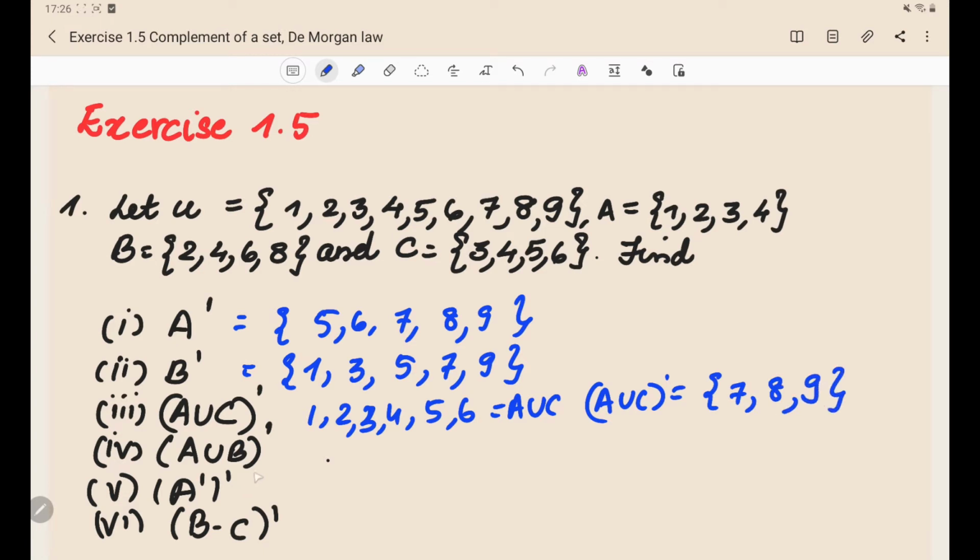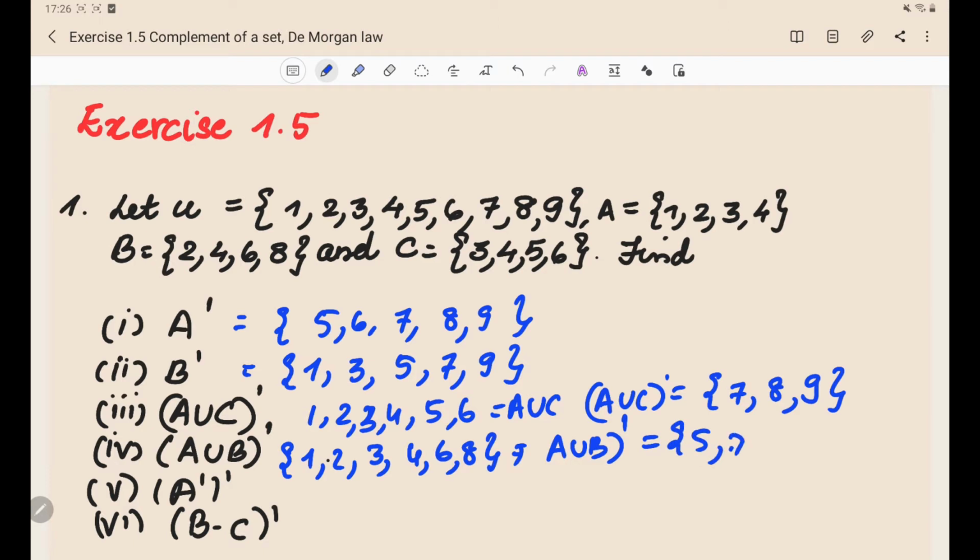Again, what is A union B? 1, 2, 3, 4, 6, 8. So what are the rest of the elements left? 5, 7 and 9, right? So the complement of A union B is 5, 7 and 9. Again, A complement, the whole complement. This you have learned using the law of double complementation. The complement of A complement is the same set A itself. So you can simply write it as the set 1, 2, 3, 4. These are the elements of the set A.